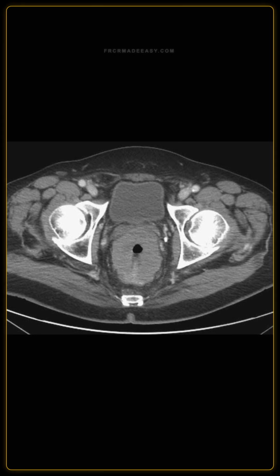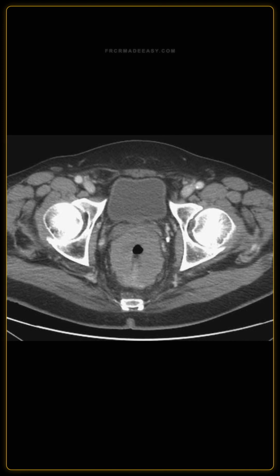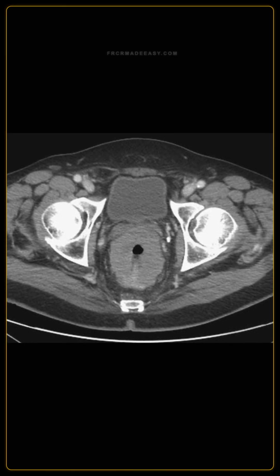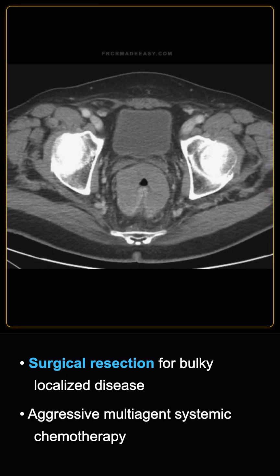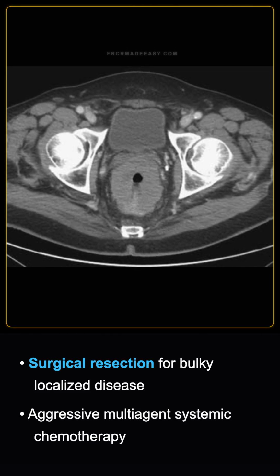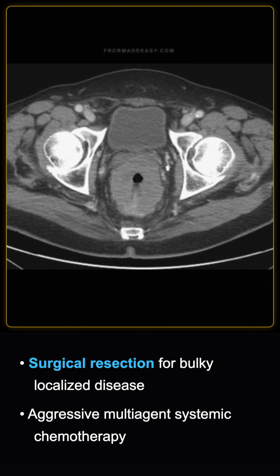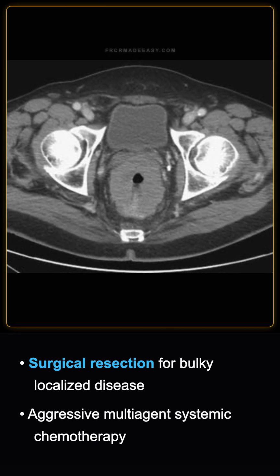Assuming this is confirmed as a primary localized rectal lymphoma, what is the typical multidisciplinary management strategy? I would present the case at the Hematology-Oncology MDT. Management typically involves surgical resection of the bulky localized disease, followed by aggressive, multi-agent systemic chemotherapy directed by the hematologist.